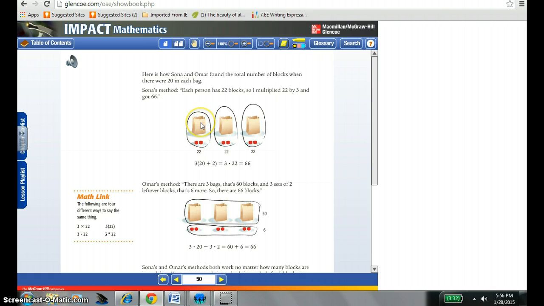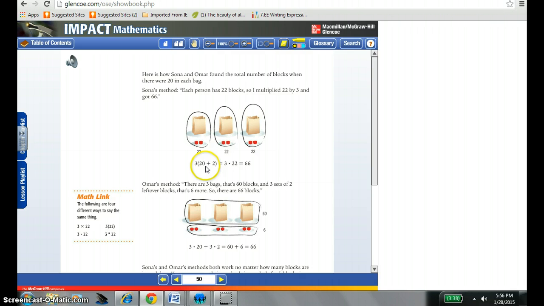So she knows her 20 blocks plus her 2 is going to be how many there are for this particular set or section. And since there are 3 of them, she's going to multiply whatever she gets in that one set by 3. So when she says each person has 22 blocks, so I multiplied 22 by 3 and got 66, she means she added the 20 plus the 2 and then multiplied it by 3 because there are 3 sets. She showed it mathematically in an expression using parentheses.